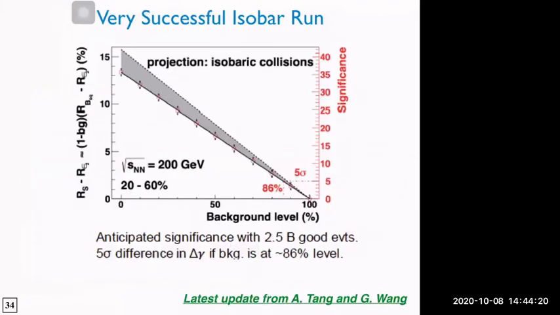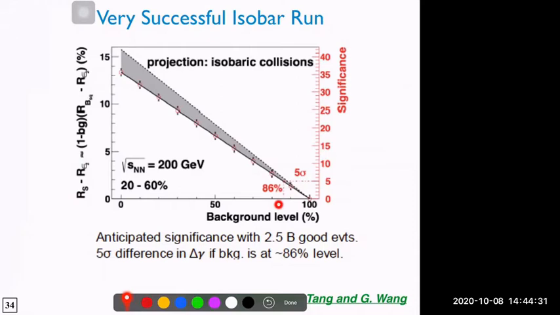So you can see that if your background is not more than 86%, then you would have a chance of 5 sigma significance to see the difference between ruthenium and zirconium. I think that's very good. Of course, as I said, for STAR right now, the projection is right around here. It's like 8% of signal, which means about maybe 90% background, but there's large uncertainty, of course. So we are perhaps around this region. So I think the chance is good.